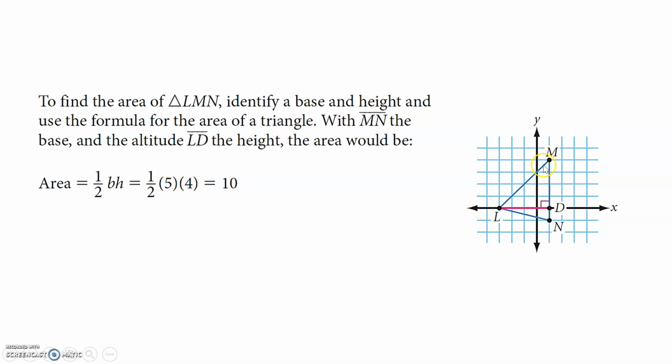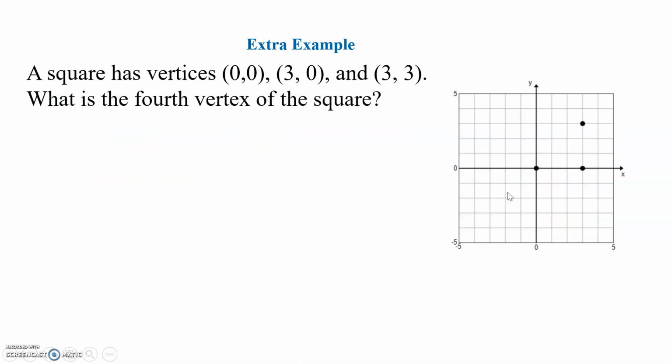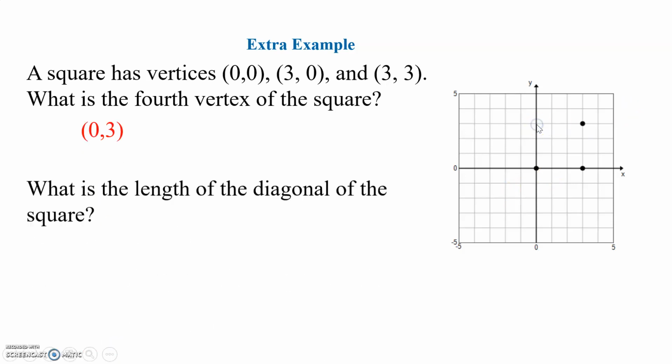Now that would not work at all if I use this side and then this as the altitude that came down there, because I can't count them. So that's why I say it only works on special triangles. Okay, what is the 4th vertex of this square? So this is just kind of looking at it. It would probably have to be right there.